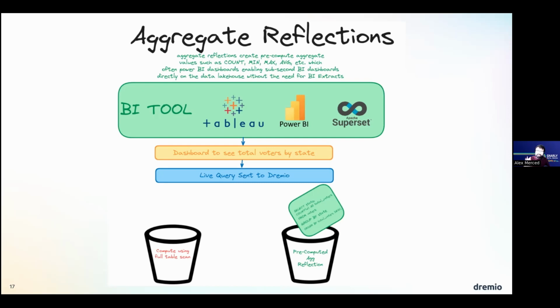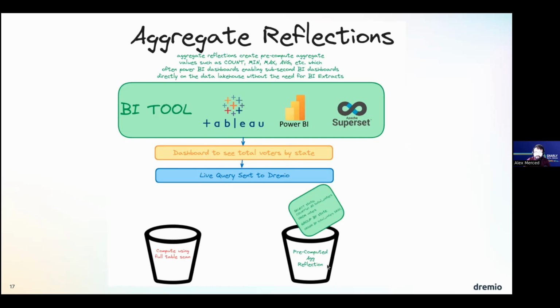You would rather just have the BI tools work directly from the raw data. Okay, but you want it to do it performantly, and this enables that. Basically, Tableau or Power BI or Superset or your favorite BI tool of choice can connect to Dremio through a live connection. And then when I make changes to the dashboard, so let's say I change the dashboard so that way I see total voters by state, a live query is sent to that live connection to Dremio.